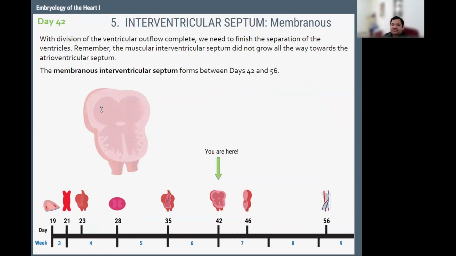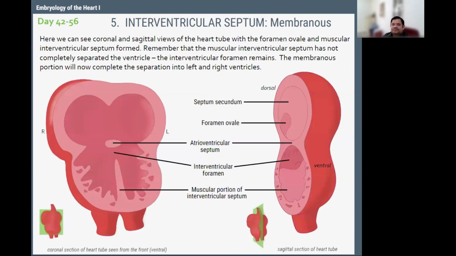You can see here, with the division of the ventricular outflow complete, we need to finish the separation of the ventricles. Remember, the muscular interventricular septum did not grow completely. There was some gap left, and the membranous interventricular septum is going to form between the 42nd and 56th day. So this will be the end of this particular separation. So what is actually going to happen here? You can see this diagram.